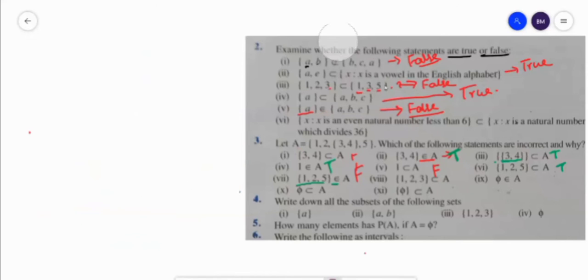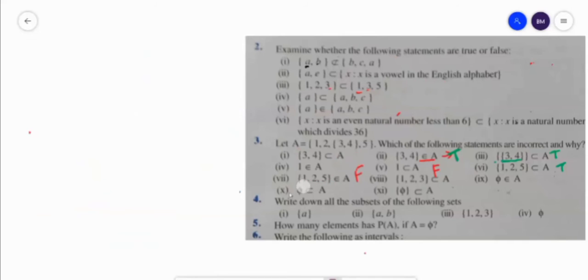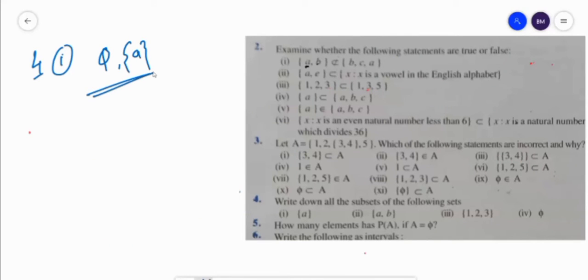So check that phi, the empty set, is always a subset of any set. For Roman 1, the subsets are phi and, as it is a singleton set, the set A itself. This is the answer for number 1.